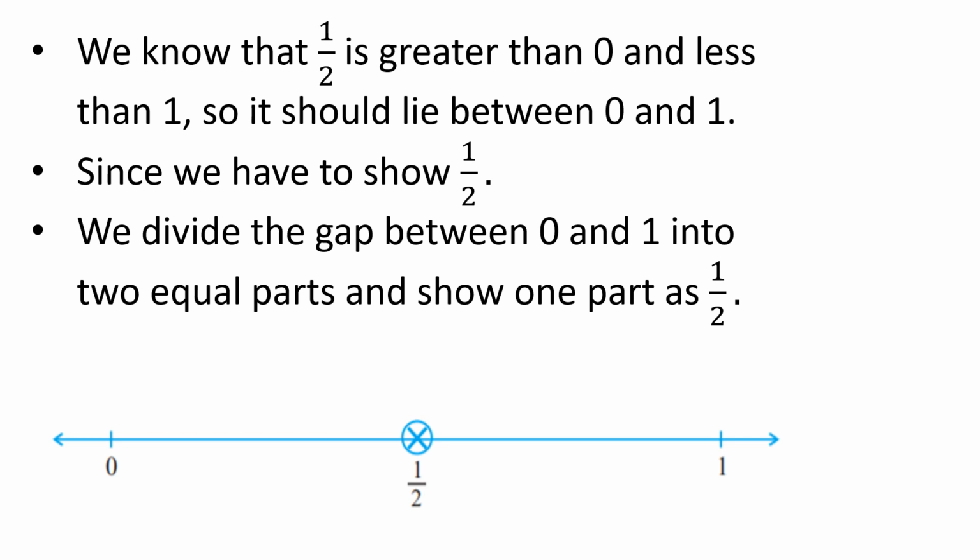Since we have to show 1 by 2, we divide the gap between 0 and 1 into two equal parts and show one part as 1 by 2. As you can see in this figure, I have divided 0 to 1 into two equal parts. So I consider the first part as 1 by 2.